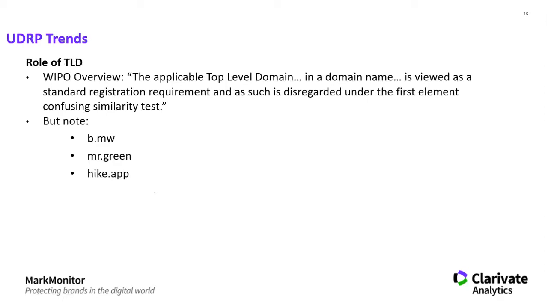Traditionally, domain name dispute panelists have disregarded the top-level domain for purposes of at least that first element of the UDRP, that is whether the domain name is identical or confusingly similar to the trademark. But in some cases now, we're seeing that the top-level domain itself is sometimes relevant.